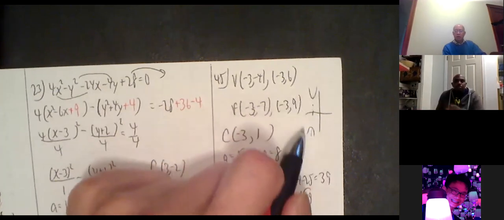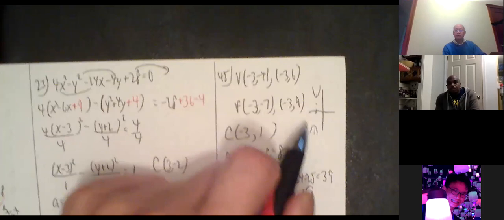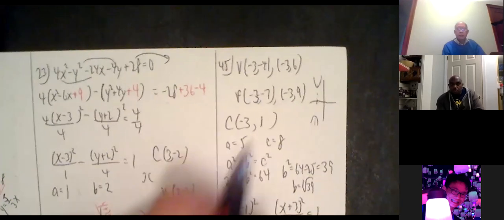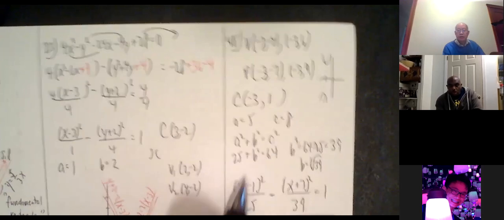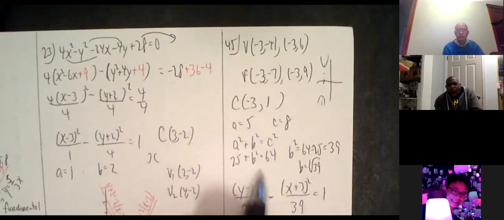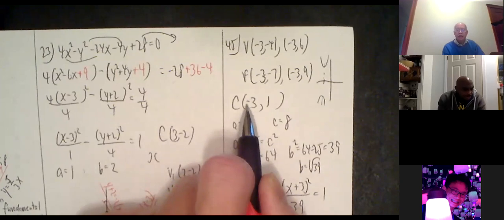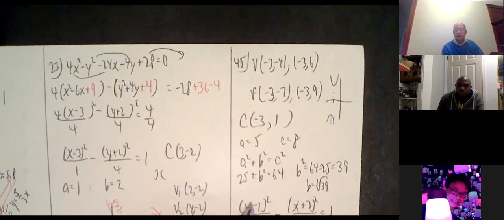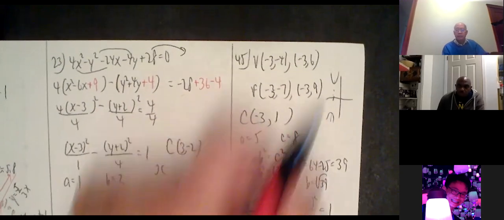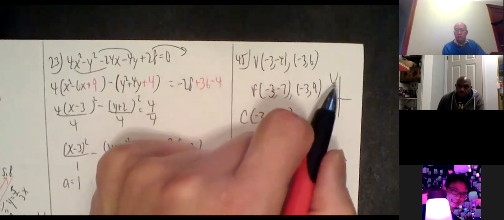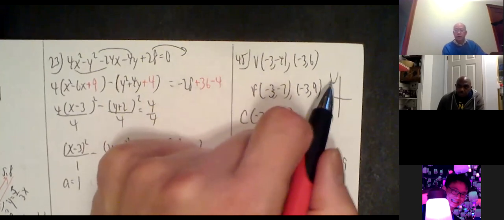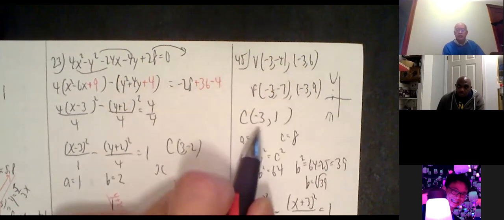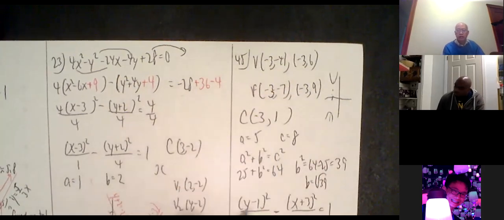Okay, that means it's going to go up and down, which means y comes first. So automatically, based on this, it's going to be y minus 1 squared minus x plus 3 squared over something equals 1. Right now, I know it's up and down, because the foci are here and the vertices are here. So that means if it goes up and down, y is first. Center is -3, 1. So y minus 1 squared minus x plus 3 squared equals 1. So I just have to figure out these numbers underneath.